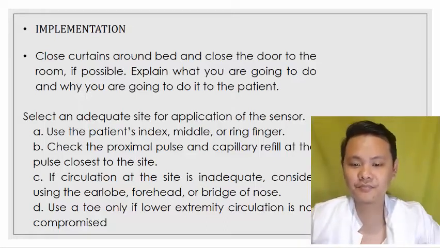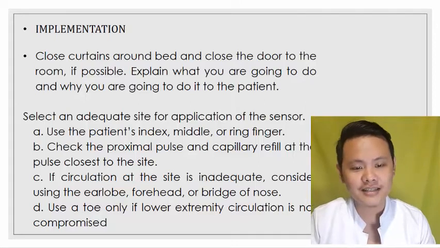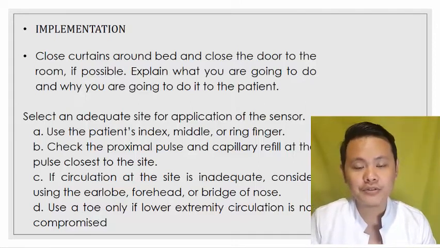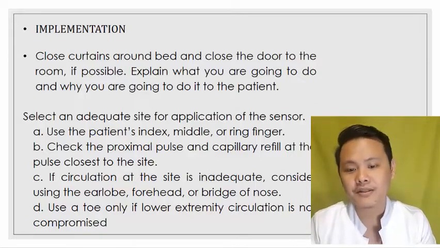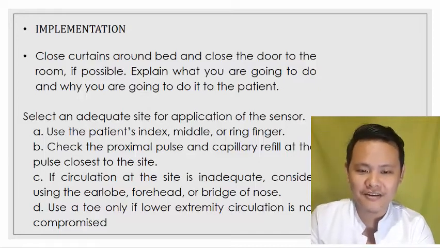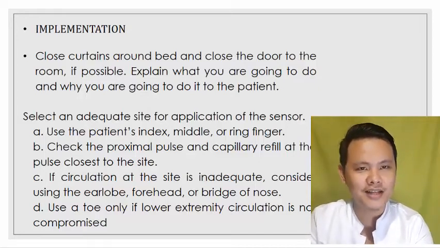Okay, next, if the circulation at the site is inadequate, well, we have to consider other parts of the body such as the earlobe, the forehead, bridge of the nose, and other parts of the body. Okay, what else? Use a toe only if lower extremity circulation is not compromised.